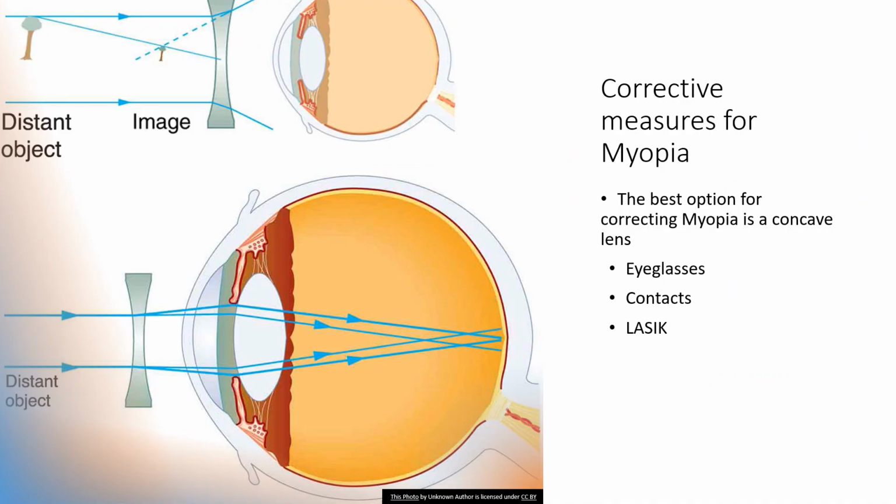So here are some corrective measures for myopia. The best option for correcting myopia is a concave lens.